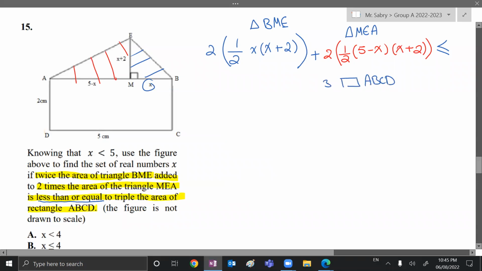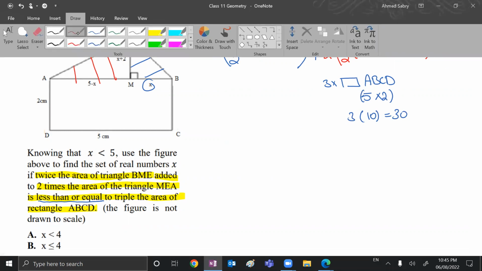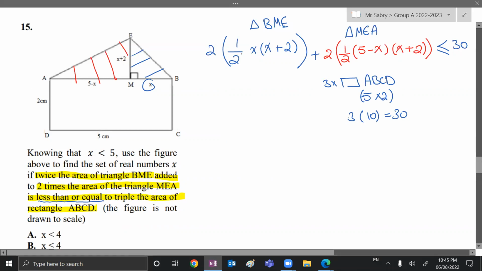So what's the area of the rectangle ABCD? It's length times width, which in this case is 5 times 2. Triple 5 times 2 means triple 10, which is 30, so all of this is less than or equal to 30. Now I have an inequality that must be solved to find the value of x. 2 times half, they'll cross each other, they'll become 1.